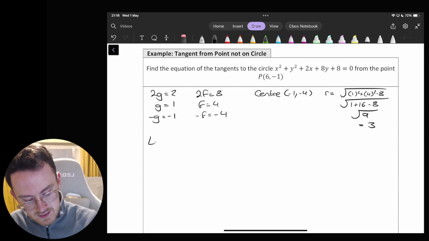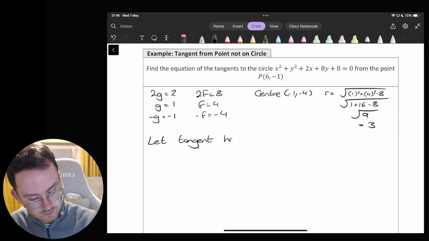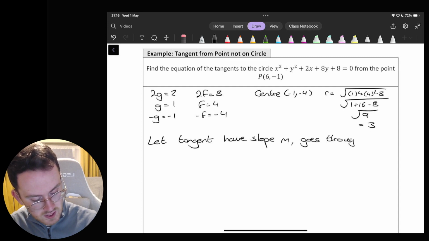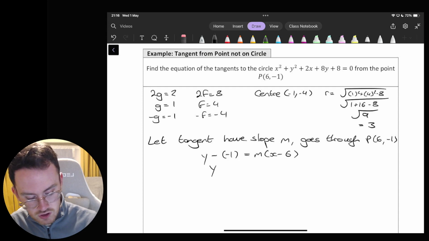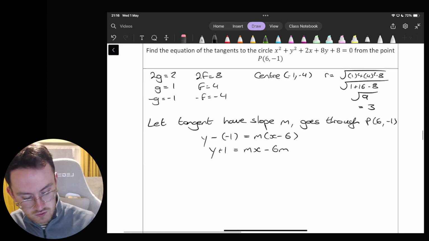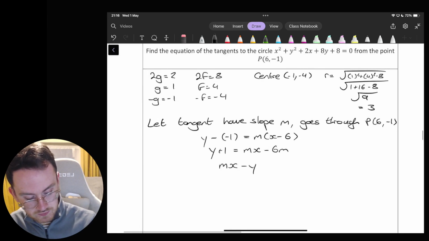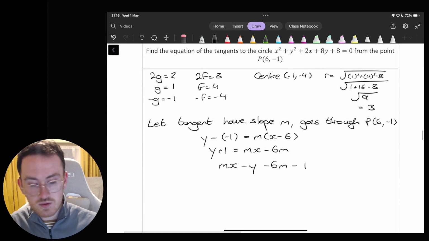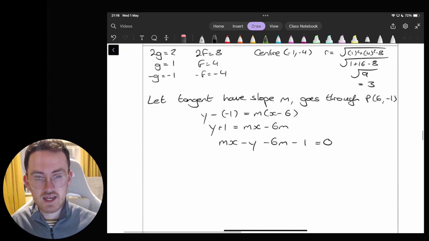So let's let the tangent have slope m, and it goes through point P, which is (6, -1). So to find the equation, y minus (-1) equals m(x minus 6). And we're just going to try and tidy this up as best we can, knowing that we won't be able to solve for m in this case.